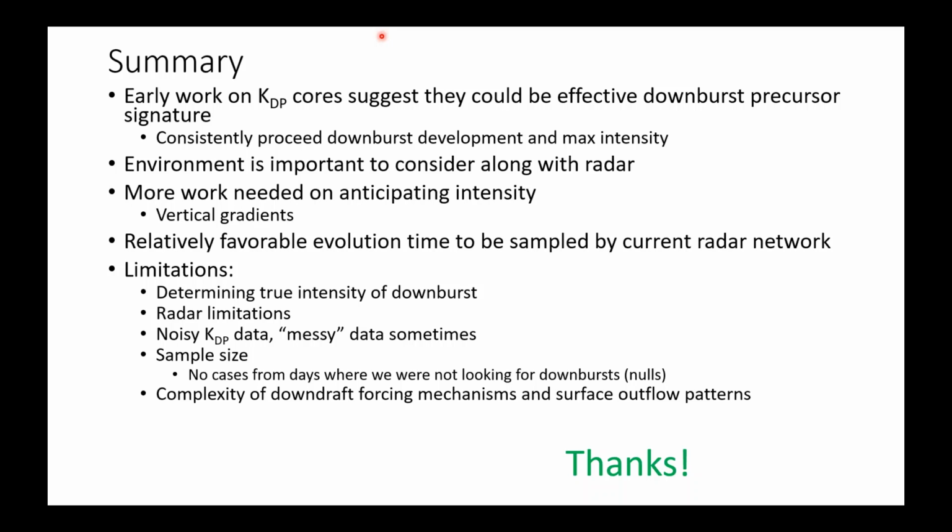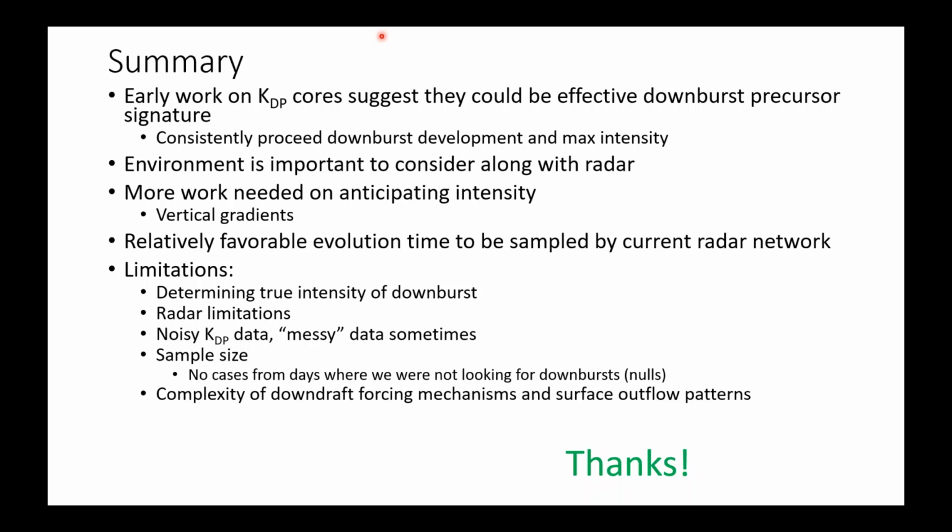One thing we didn't talk about much was that these KDP cores do evolve relatively slowly, quote unquote, as in, as much as 3 to 4 to 5 volume scans, 5-minute volume scans, which means that it can be sampled multiple times by the 88D network. Some of the other signatures that I've looked at in downbursts evolve really quickly, like 10 minutes or less. Mid-level convergence can evolve really quickly, so can descending reflectivity cores in certain situations. So it's possible that this signature will be a little easier to see because of its slower evolution time.